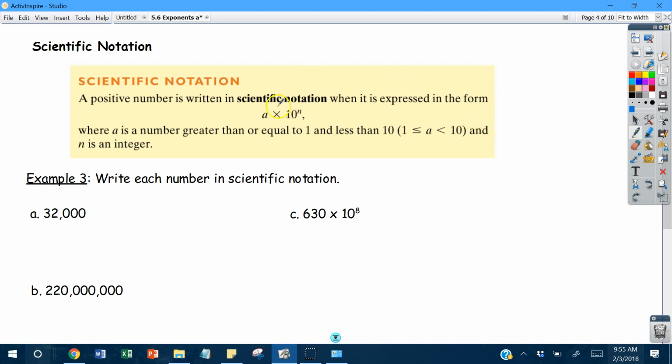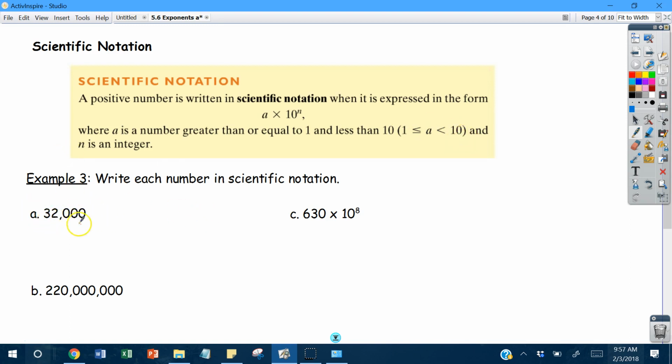But in a nutshell, scientific notation is expressing a number as some number times 10 to a power, in which case that number is a number between 1 and 10. So whatever our a is, it needs to be some number that's bigger than or equal to 1, but not 10. So in this case, let's look at letter A here.